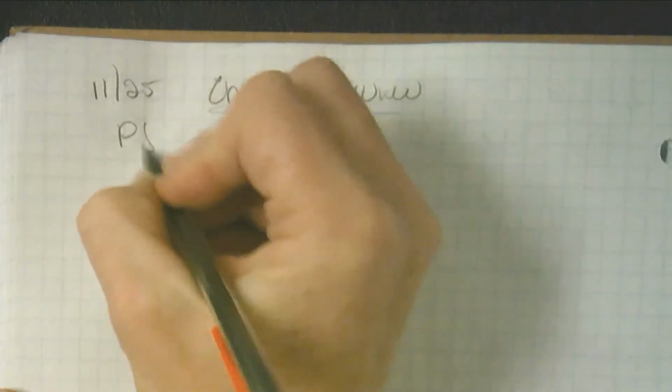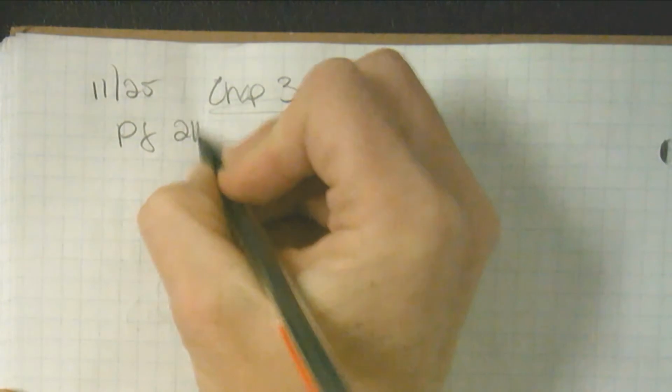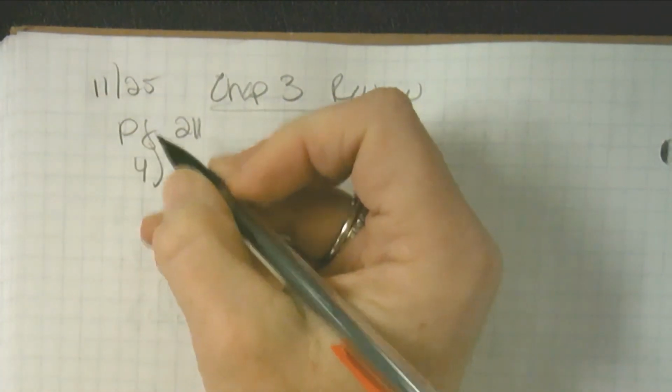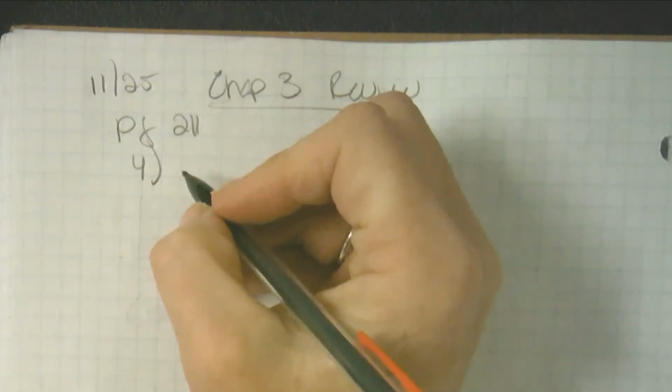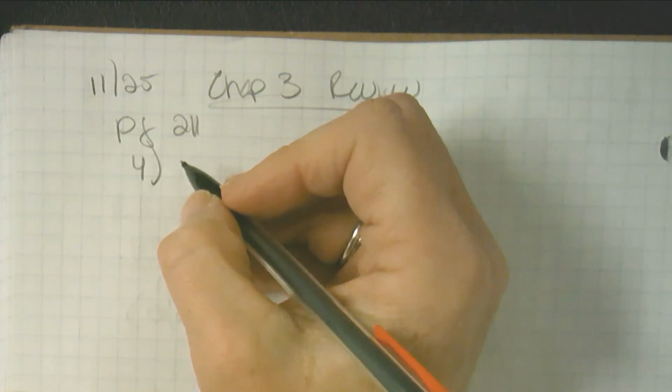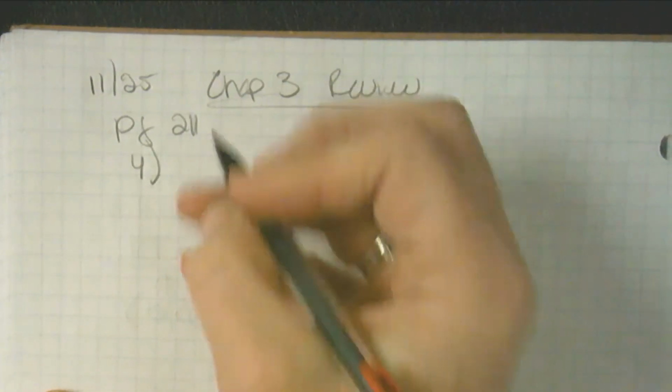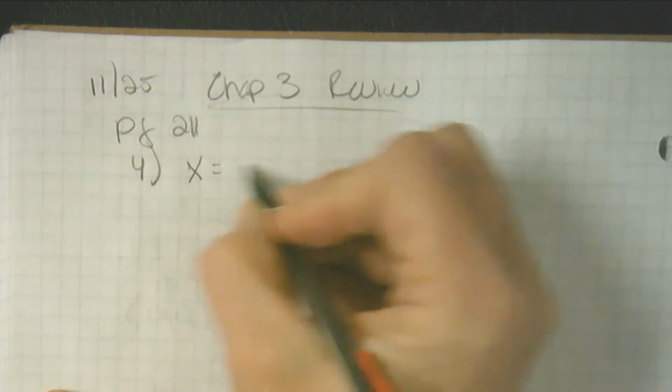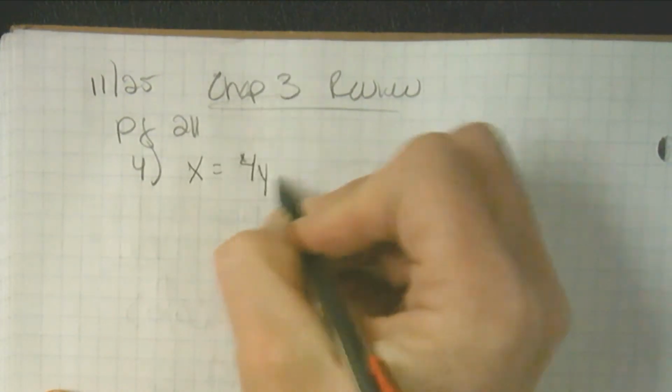And let's start with our chapter review, which is on page 211. Let's take a look at number 4. All right, so you want C, right? Okay. So the directions were tell whether the equation is written in slope-intercept form. If the equation is not in slope-intercept form, write it in slope-intercept form. So x is equal to 4y minus 1.